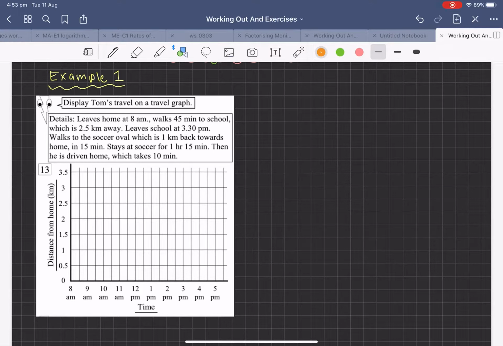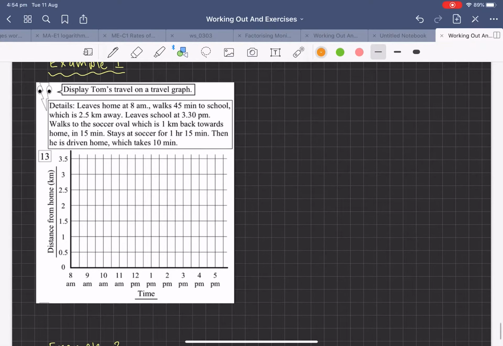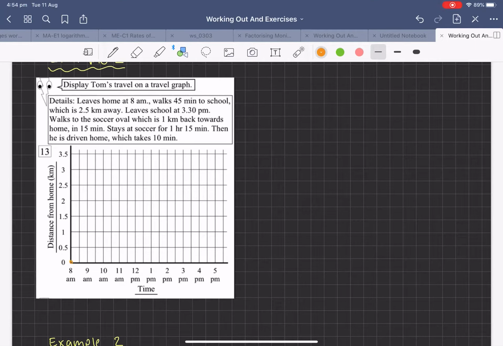This is Tom's journey. It says display Tom's travel on the travel graph. It says he leaves home at 8 o'clock. He walks 45 minutes to school, which is 2.5 kilometers away. So I'm going to stop there and I'm going to graph just that bit. He leaves home at 8. So I'm going to put a dot here at 8 o'clock because that's when he's leaving home. It says he walks for 45 minutes and it's 2.5 kilometers away.